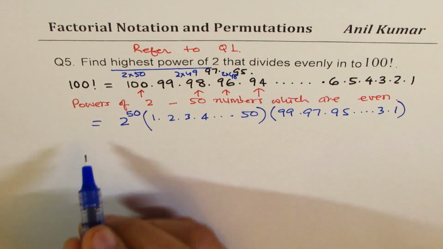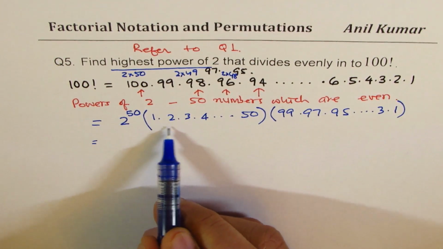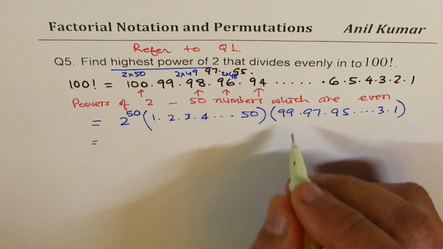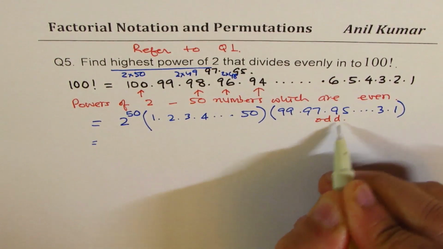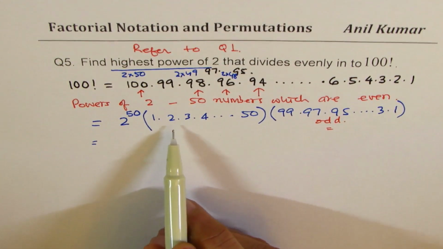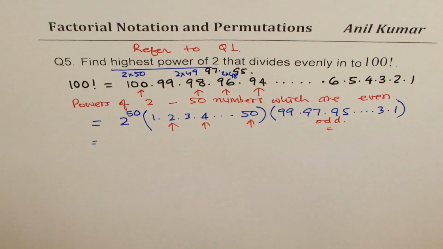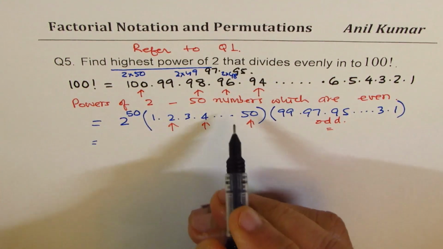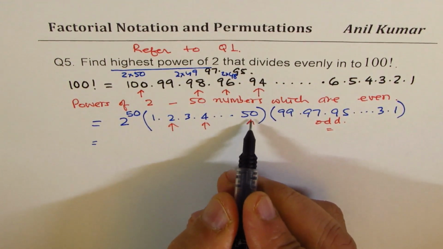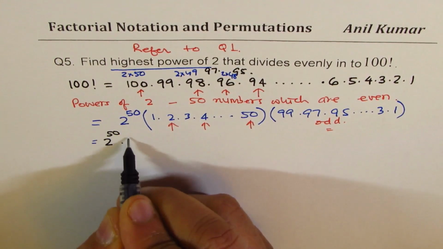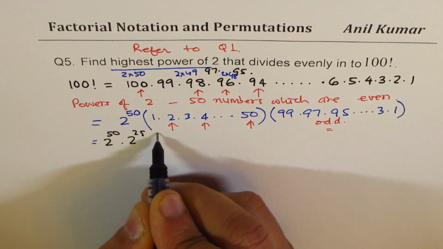Okay. Now let's look back into this list once again. This is all odd, right? So we'll forget about this list. It is an all-odd list. But here we have some even numbers. We still have some even numbers. Do you see that? How many are even here? Well, half of them are even. So 2 to the power of 50 is already there, and we have 2 to the power of 25.